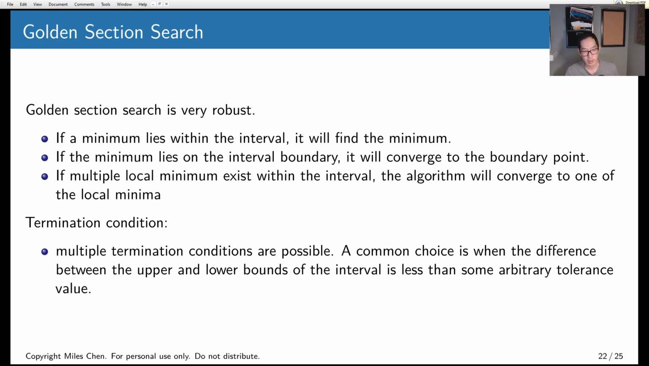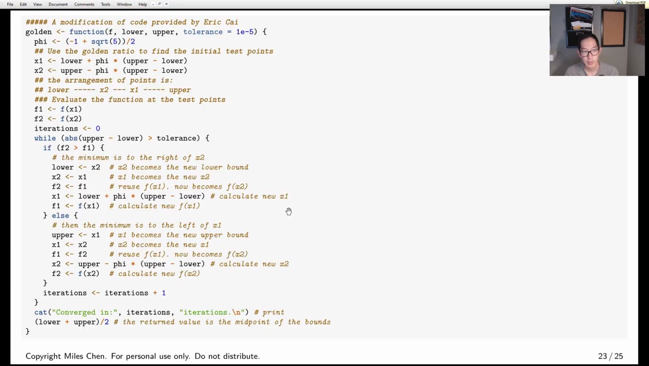You have a few termination conditions as far as when you want to stop searching. I would say a common choice is when the difference between the upper and lower bound is less than some arbitrary tolerance. So you can say when the lower and upper bound have a difference of less than 10 to the minus 5 or 10 to the minus 6, that's when we'll call it quits. So here's code that you can use, and you can see that it does exactly what we said, right?